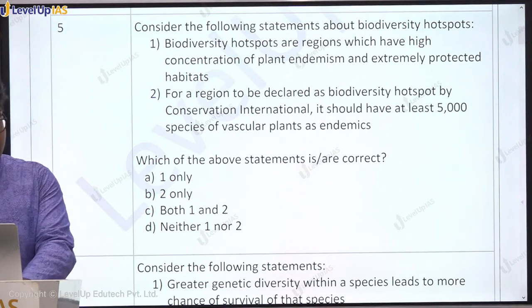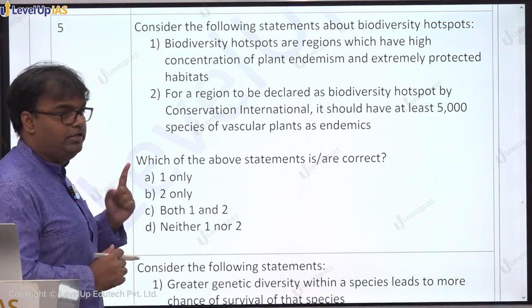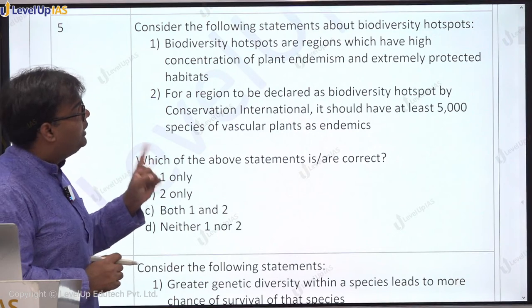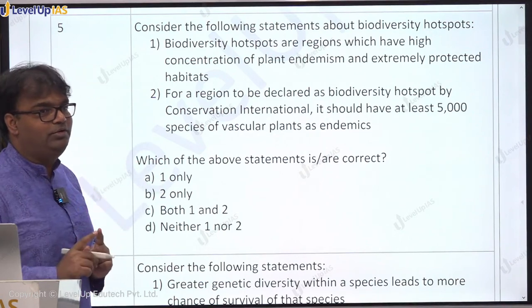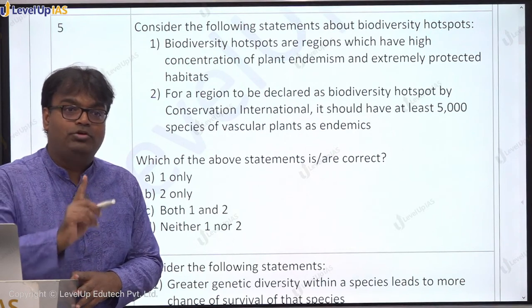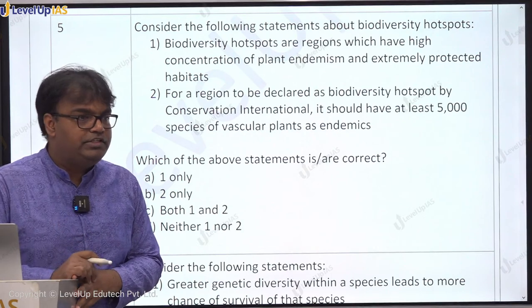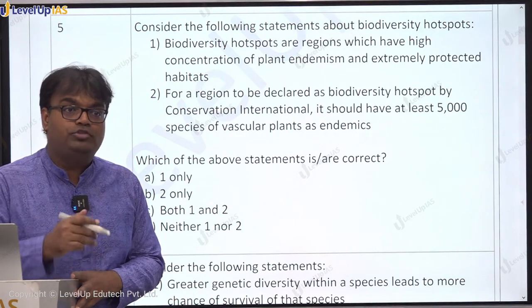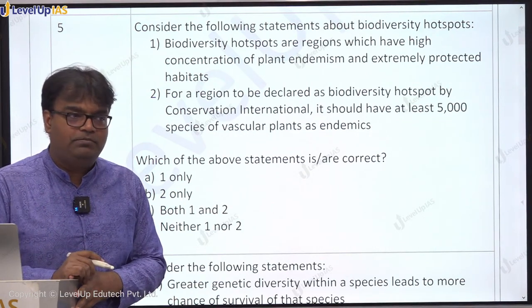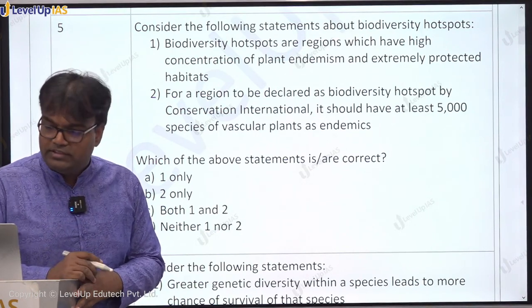A. Dekho, biodiversity hotspots are regions with high concentration of plant endemism. Ye to sahi hai. And extremely protected habitat. Protected nahi hota. Biodiversity hotspot ke liye kya chahiye? Damage ho raha hai. Matlab, around 70% of its vegetation has been damaged. Hotspot to tabhi hua na, it's facing problem. Highly protected is not necessarily, it is losing biodiversity. That is the criteria.